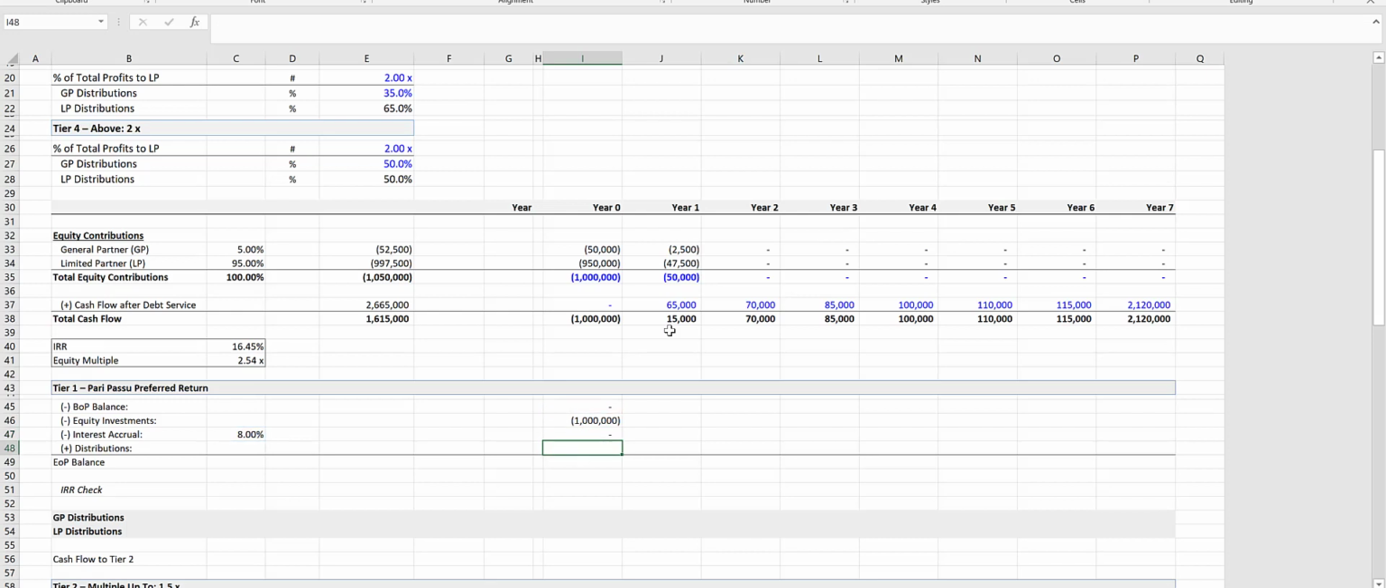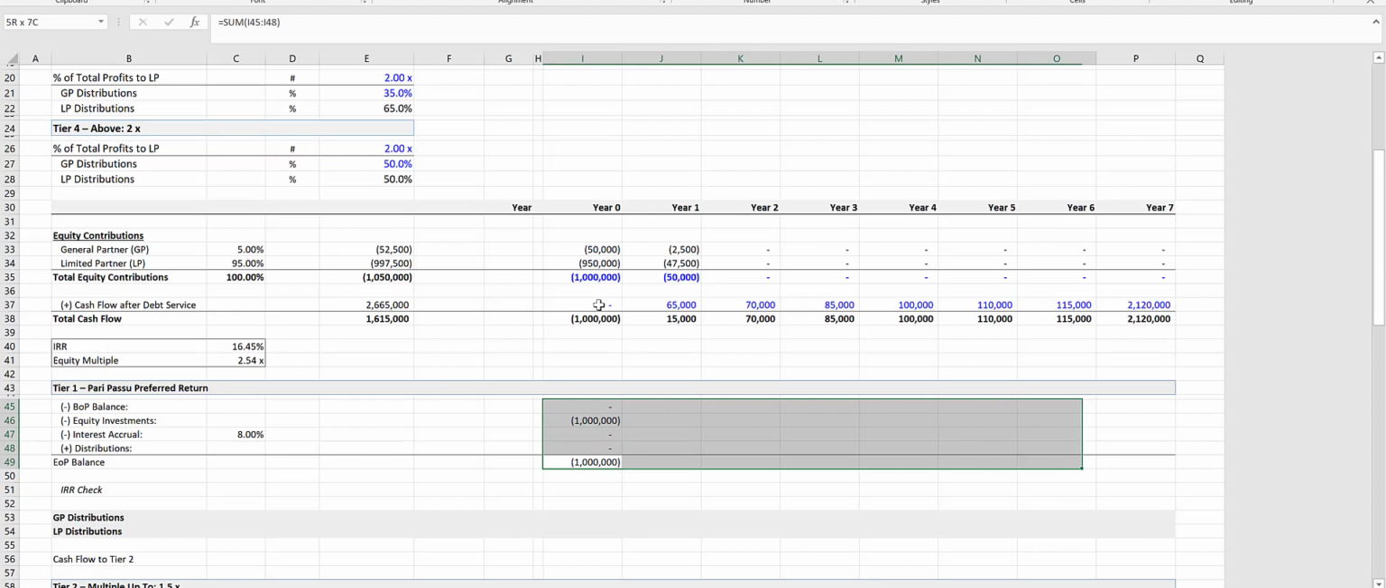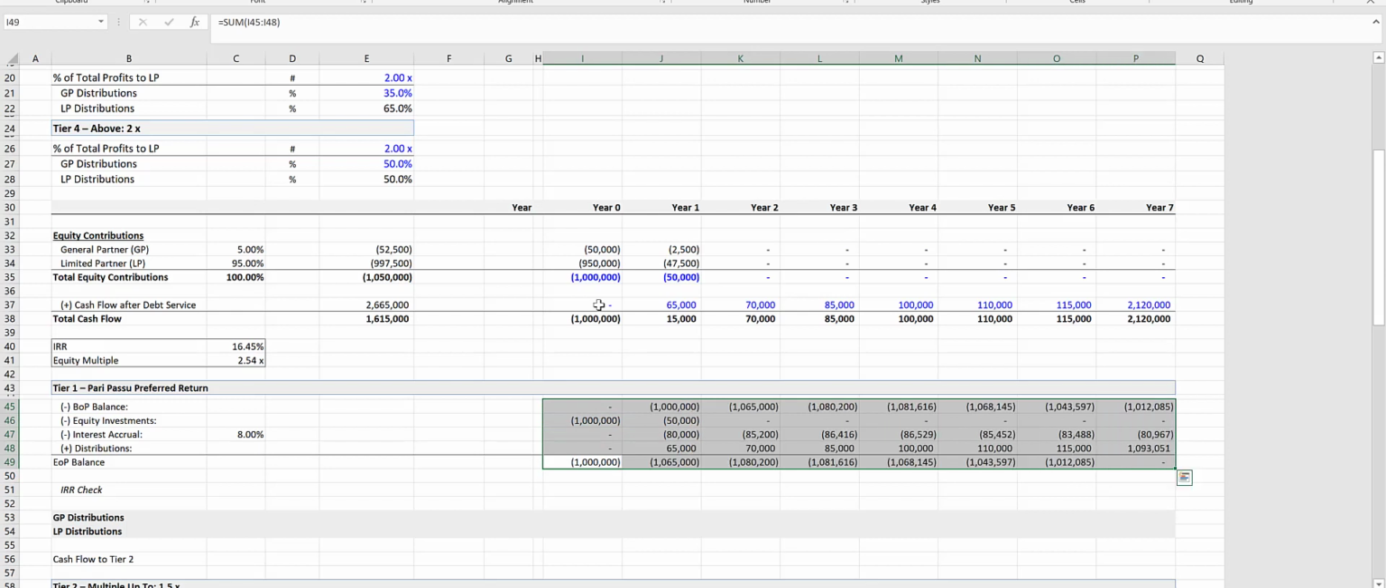And then the distributions are going to be the minimum of the cash flow that's available in this period and the negative sum of the beginning of period balance, the equity investments, and the interest accrual. And our end of period balance is going to be everything added up together. So I'll copy this across and explain what's going on.